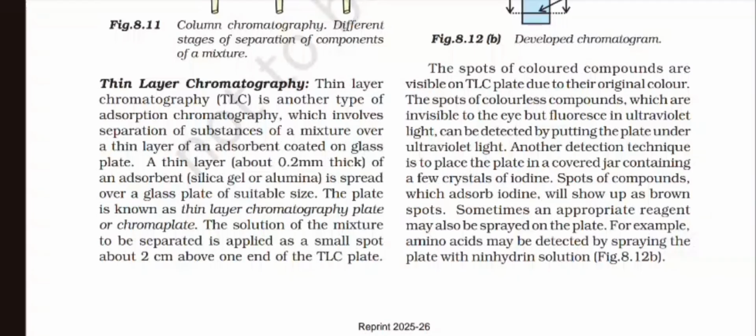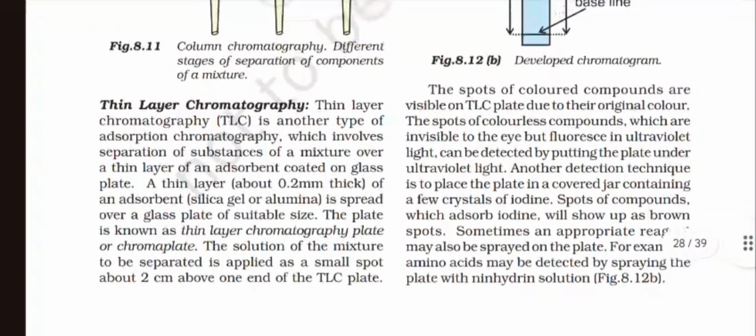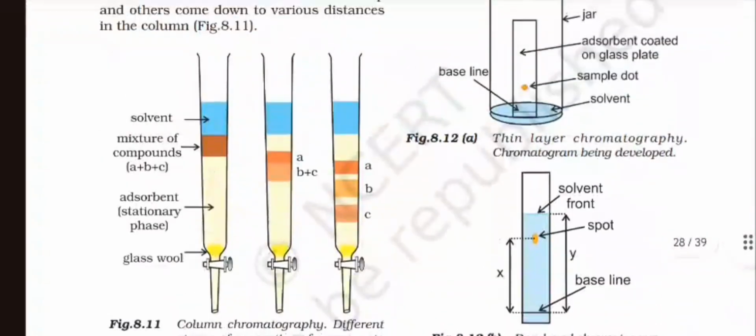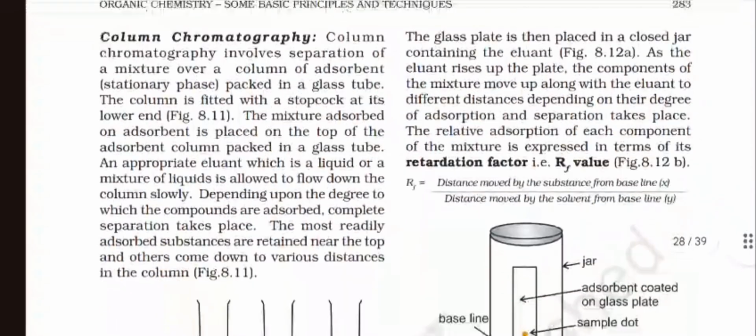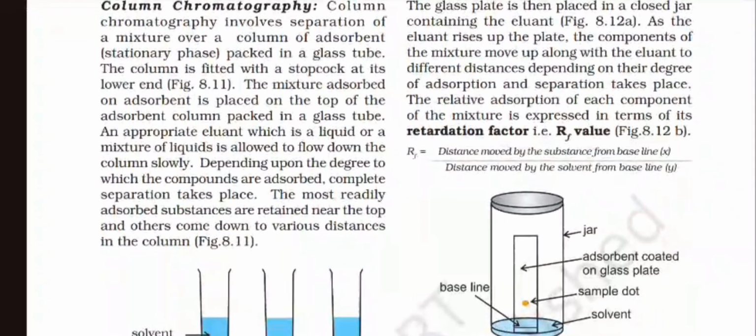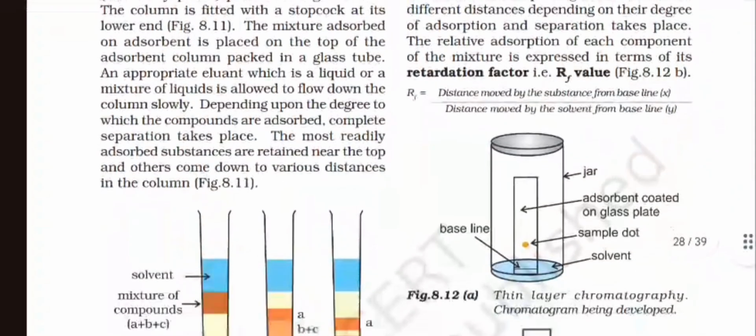The solution of the mixture to be separated is applied as a small spot about 2 cm above the end of the TLC plate. The glass plate is then placed in a closed jar containing the eluent. As the eluent rises up the plate, the components of the mixture move up along with the eluent to different distances depending on their degree of adsorption, and separation takes place.